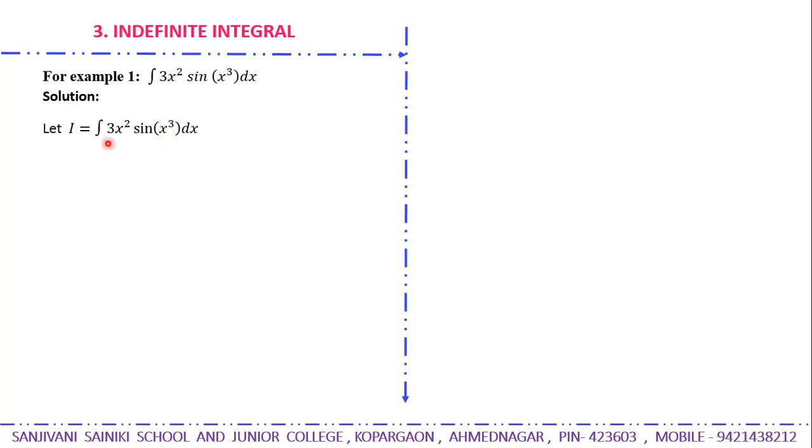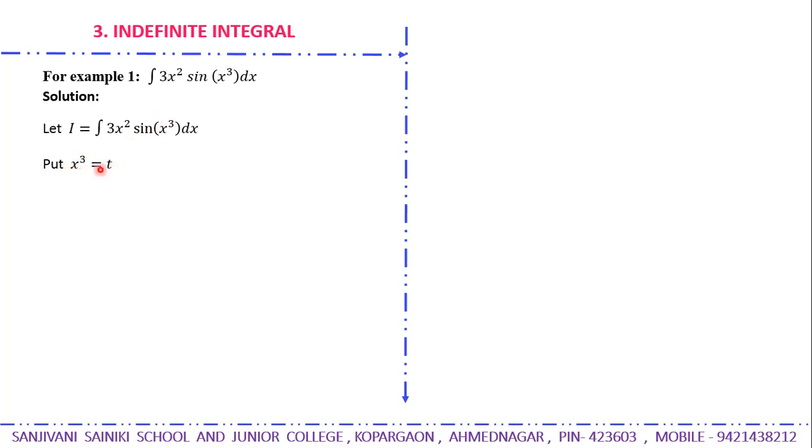It is 3x square. Okay, so the derivative of this x cube is present in the integrand, so we will substitute t as x cube. It is very important to know how to use substitution, how to choose the proper function to substitute. We will choose a function whose derivative is present in the integral. So x cube is equal to t.